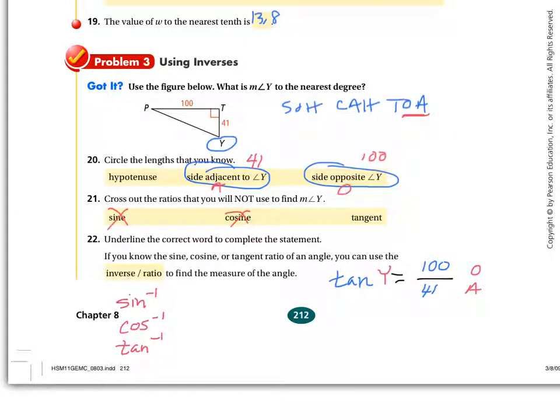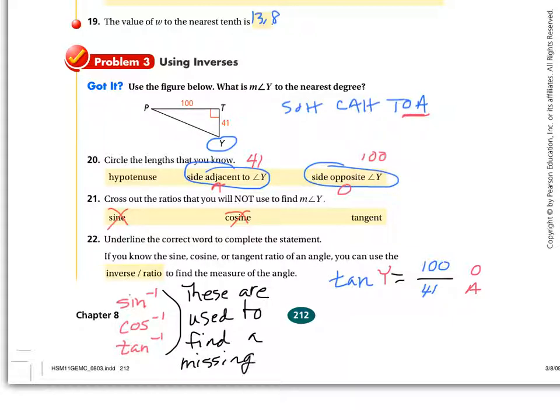And all three of these buttons require your second function key. No matter what calculator you're on, whether it's a graphing calculator or your scientific calculator, it should require the second function key. And you might want to write yourself a note: all of these are used to find a missing angle. So if I don't know my angle measure, we're going to use this thing called the inverse. So how I'm going to place this particular equation into my calculator, this is my equation right here.